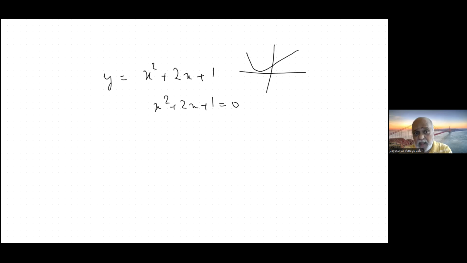This means that there are some values of x which when substituted into the left hand side will give you 0. That means the expression will become 0 for certain values of x. And the values of x for which the expression becomes 0 are called the roots of the equation, or also called the solution to the equation. Right?